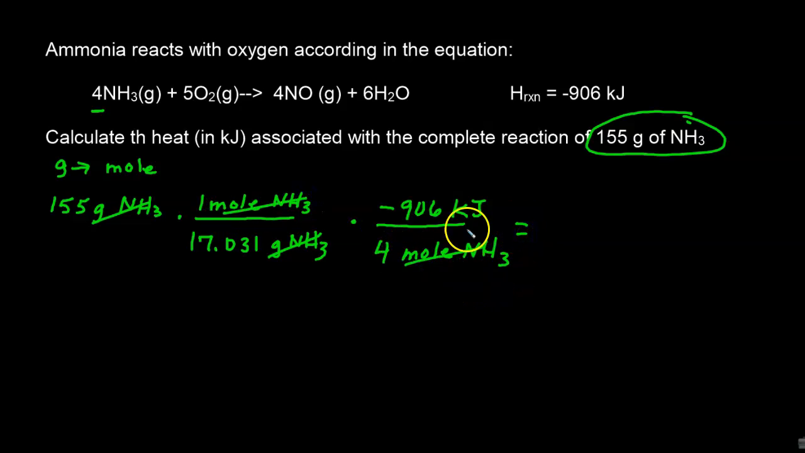And so my answer that is left is now kilojoules. And so I should be ready to go and do my calculations. So I'm going to go ahead and just multiply across the 155 times negative 906. And I get that to be, well, let's see, that would be 140,430. And that's kilojoules. And then I'm going to go ahead and multiply across the denominator.